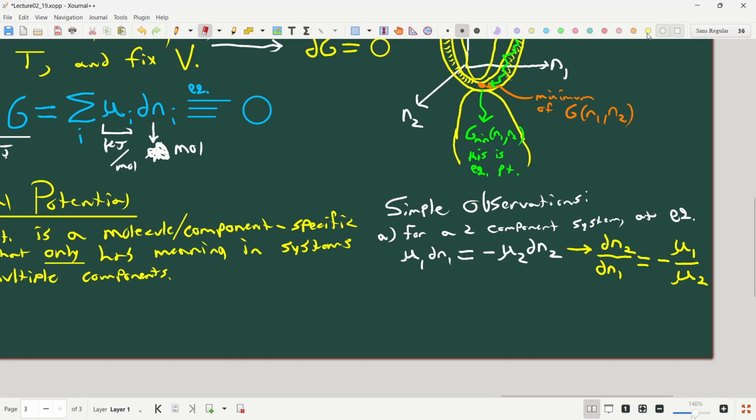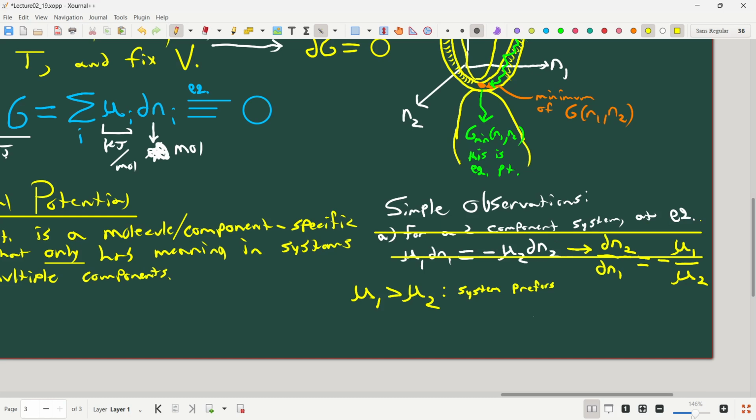What I want to get from this discussion is really just a general idea. We need to think about the relative magnitude of the two potentials. If mu1 is greater than mu2, this means the system prefers. Oh, I know what's wrong. Let's just ignore the last things I said for the last 5 minutes. We'll come back to that. I know my issue.